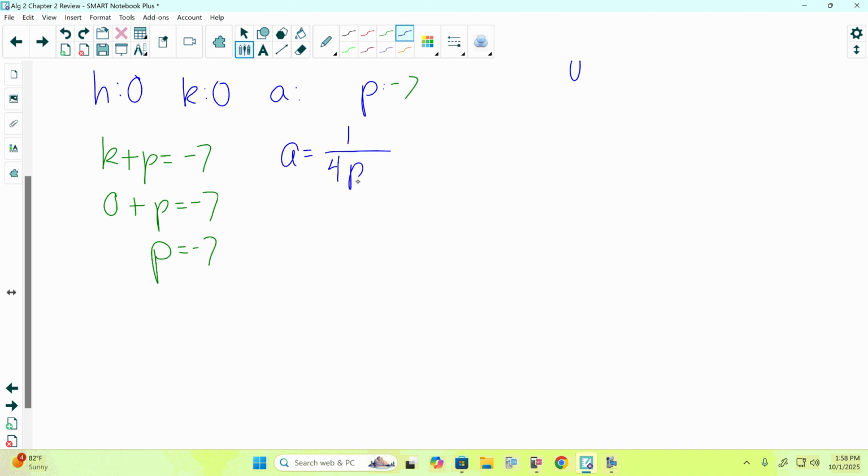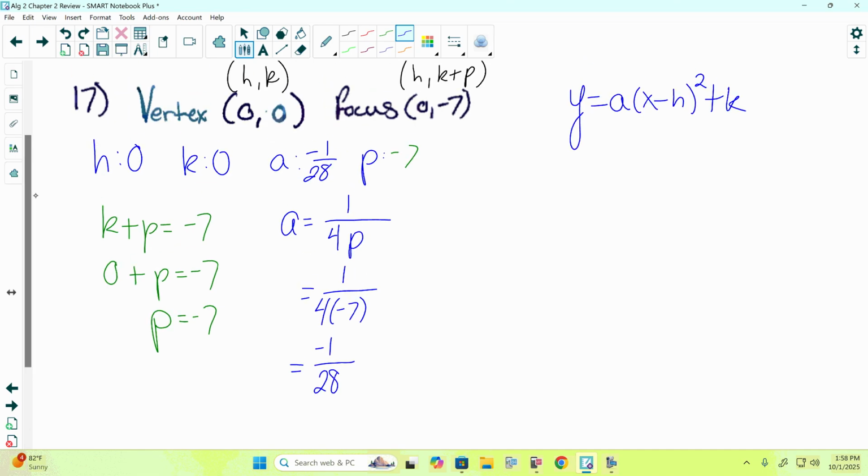Last thing we need to do is find a. A is equal to 1 over 4p, 1 over 4 times -7. Now at this point, 1 over 4 times -7, we can just stick that into the calculator. We can let it simplify it for us. Questions on how we found h, k, a, or p? Plug them in. So y equals -128 times x minus 0 squared plus 0.